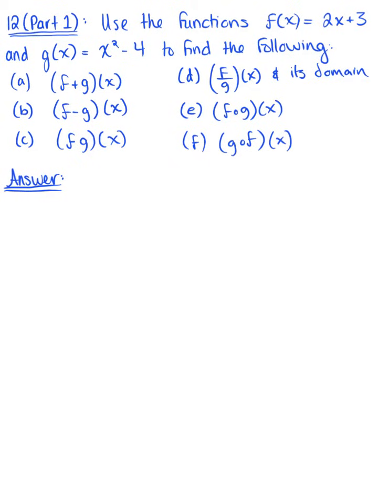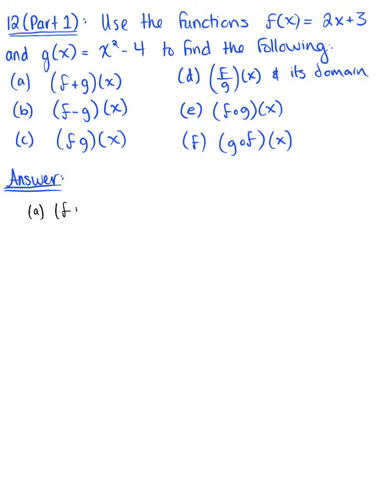Use the functions f of x is equal to 2x plus 3 and g of x is equal to x squared minus 4 to find the following. So here we are looking at algebra with functions. And part A is asking us to find the sum of two functions.